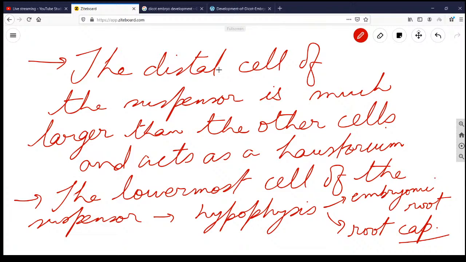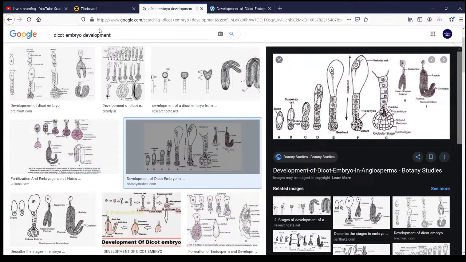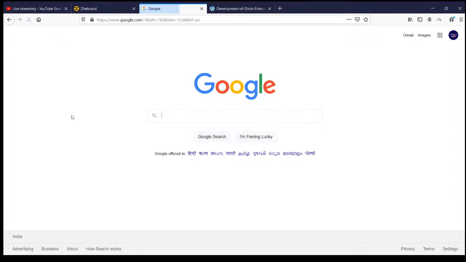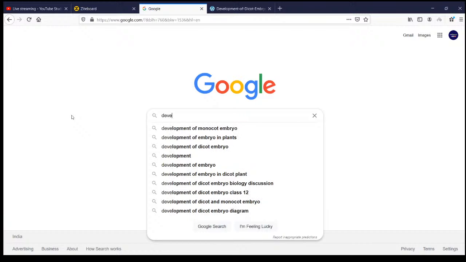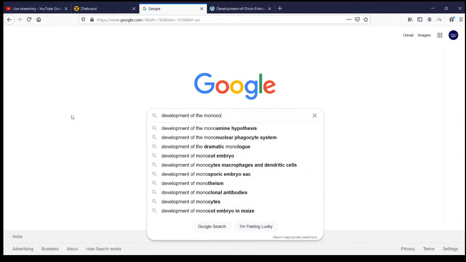Now if I talk about the monocot, I'll show you the monocot also. Let's talk about the development of the monocot embryo.